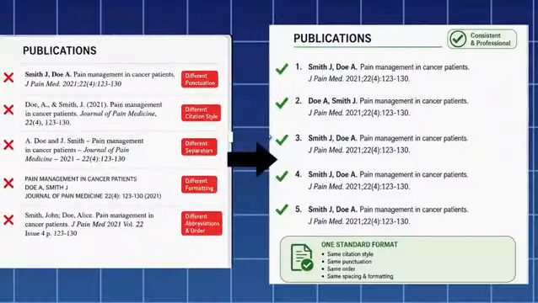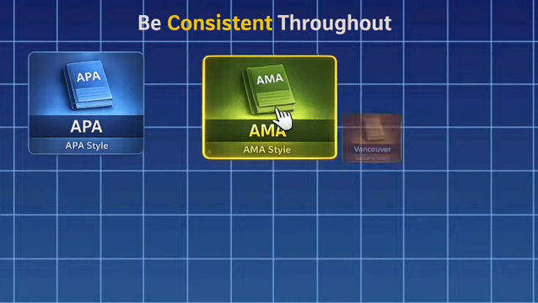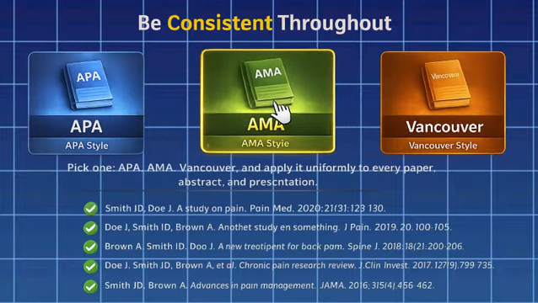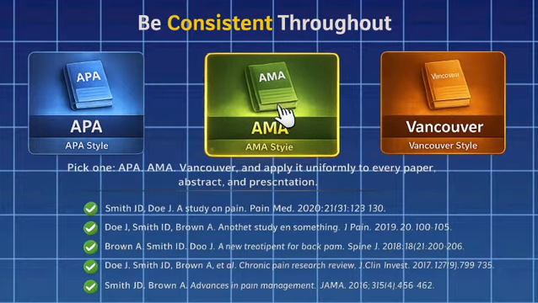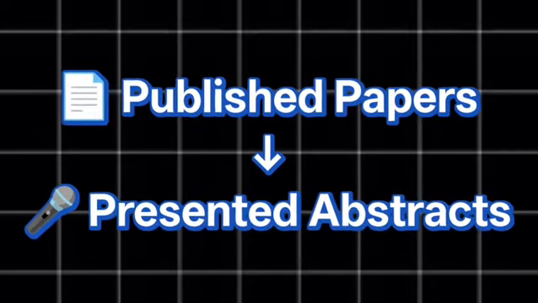Mistake 2. Listing abstracts and presentations inconsistently. Every entry on your CV should follow a standardized citation format. Pick one: APA, AMA, Vancouver, and apply it uniformly to every paper, abstract, and presentation. Nothing signals sloppiness faster than mixed citation formats. Presented abstracts go in a separate section from published papers, clearly labeled.